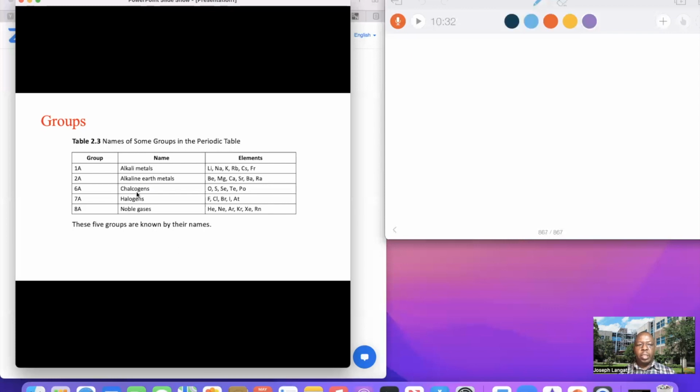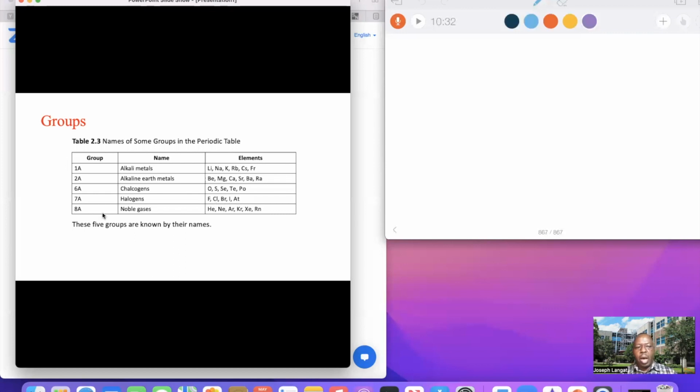Group 6A consists of oxygen, sulfur, selenium, tellurium, and polonium. Group 2A: beryllium, magnesium, calcium, strontium, barium, and radium. Group 7A, halogens, from the word hali, salt-forming elements, consist of fluorine, chlorine, bromine, iodine, and astatine. You need to know the chemical names, and should also be able to spell them.